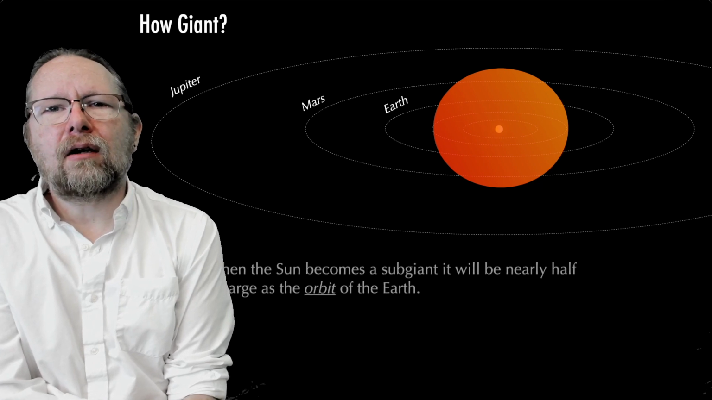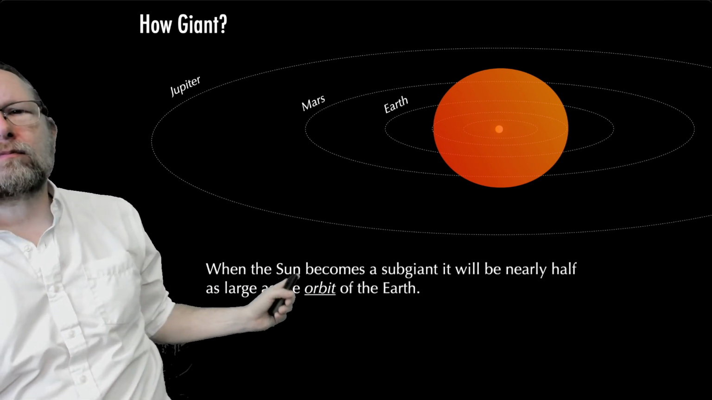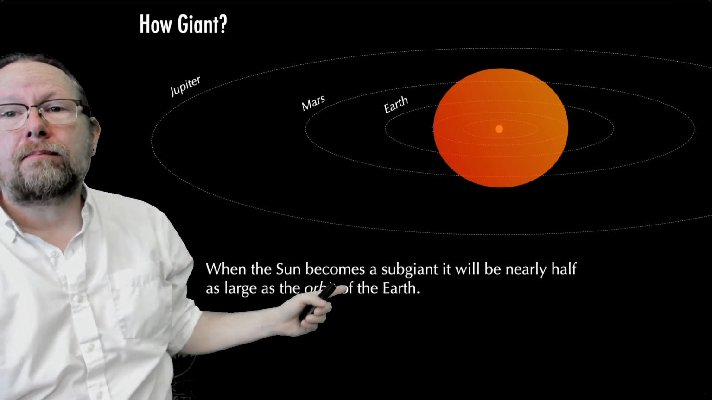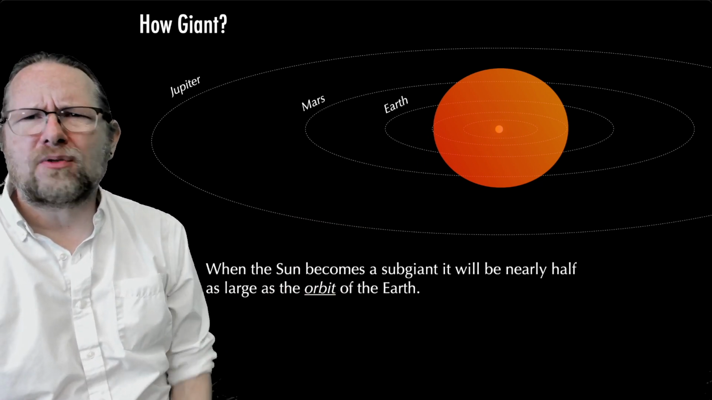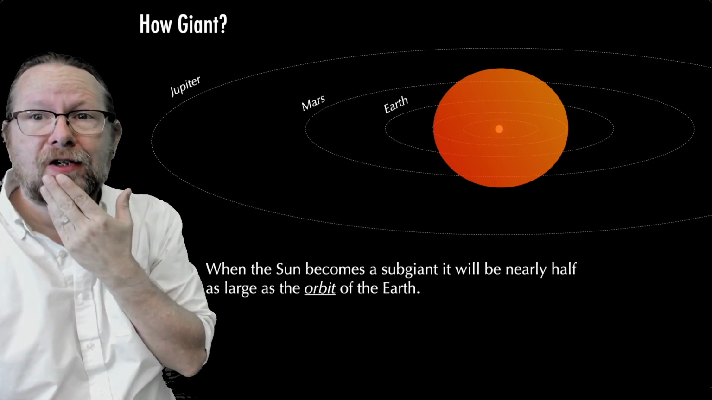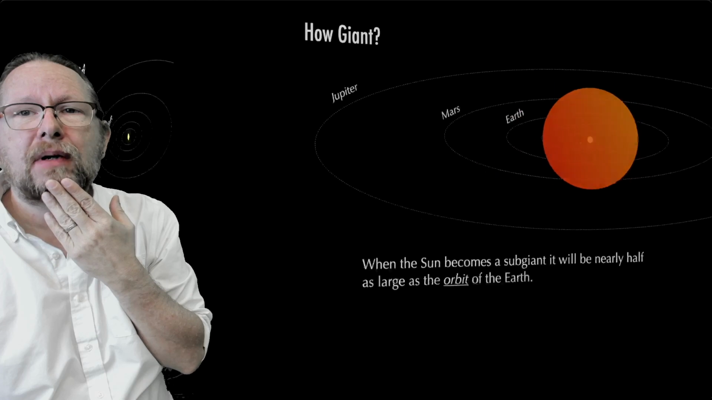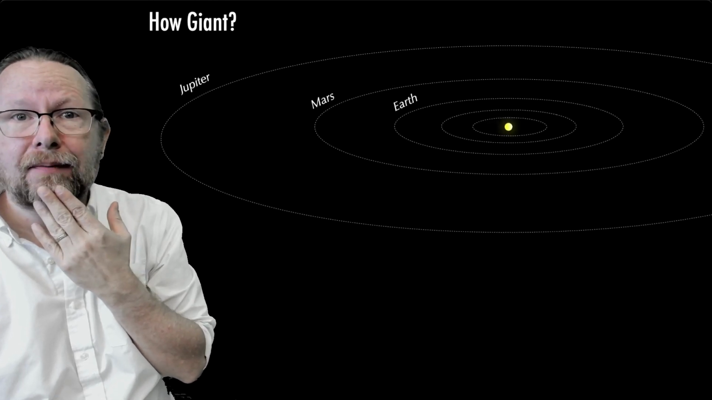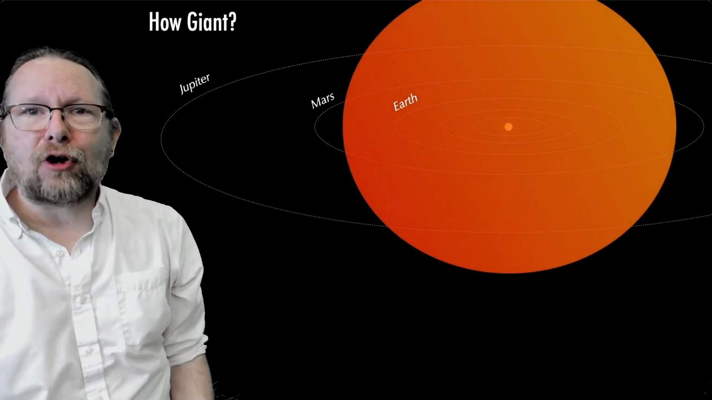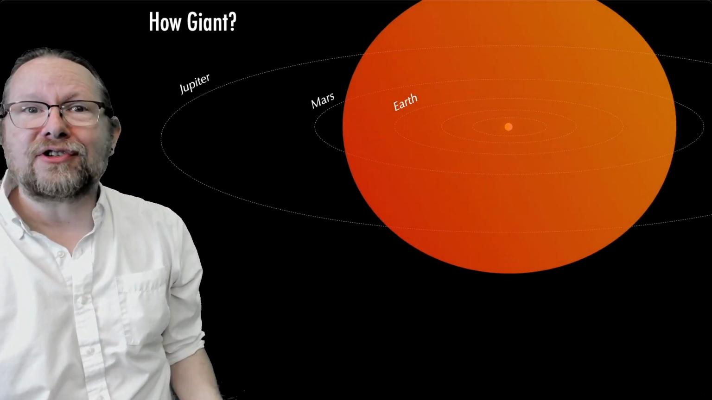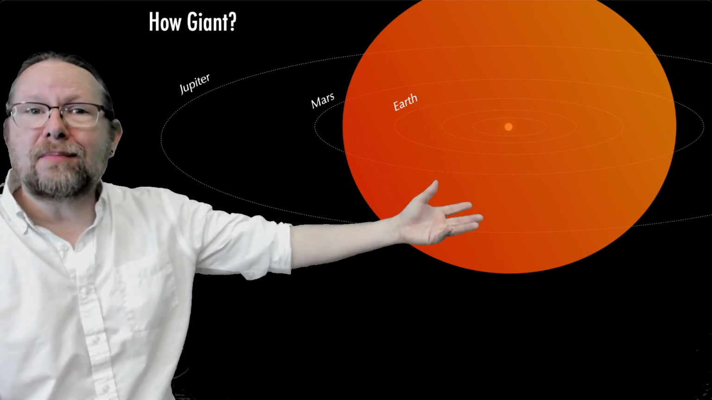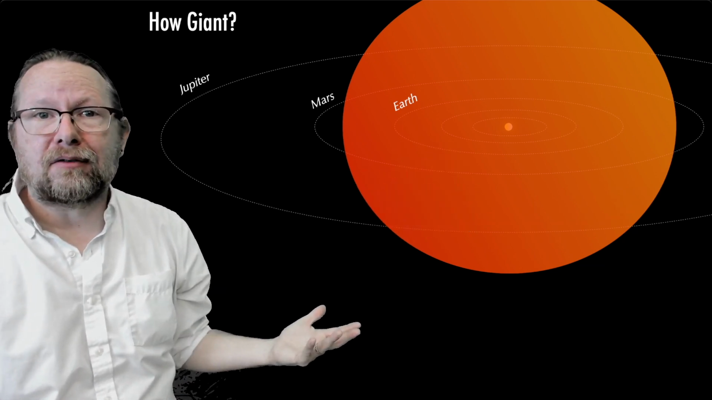That's about half the size of Earth's orbit, if it's a little less than the orbit of Venus. We can't predict exactly what these numbers are, but we can make guesses from looking at other giant stars, right? When the sun becomes an honest-to-goodness red giant, it will expand to probably larger than the size of the Earth's orbit. So when the sun is a subgiant, the Earth's going to get cooked by the heat of the sun.